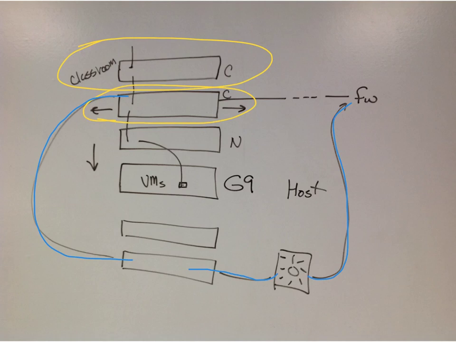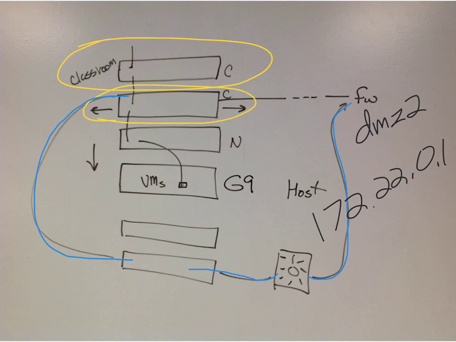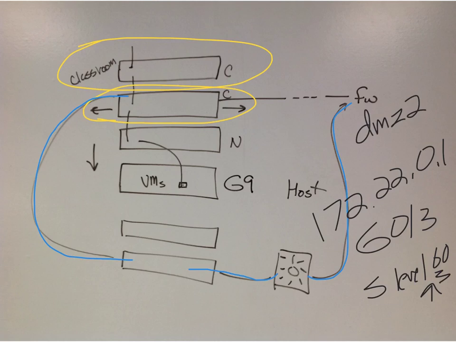And so there in the firewall we have what we're going to call DMZ2, 172.22.0.1. That's the gigabit 0/3 interface on that firewall with a security level of 60. It's below the main network, but this is above DMZ1. Okay?